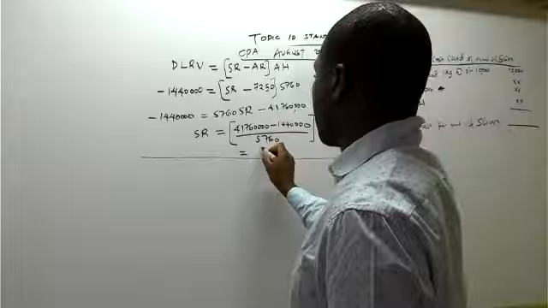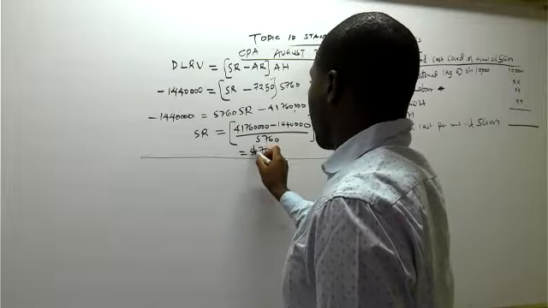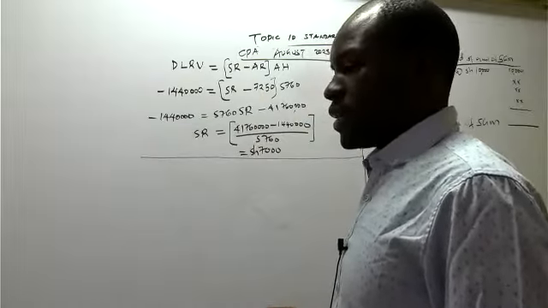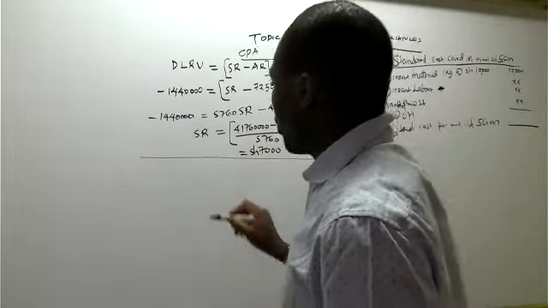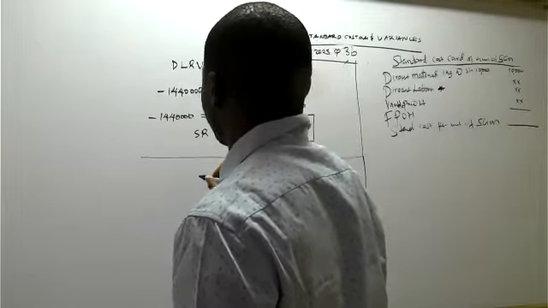Itakuwa na 7,000. 7,000. Alafu tapata mtu anaandika 7,000 hours. Yet we are dealing with the rate. Okay, having done that, we go to direct labor. We go to direct labor expenditure.